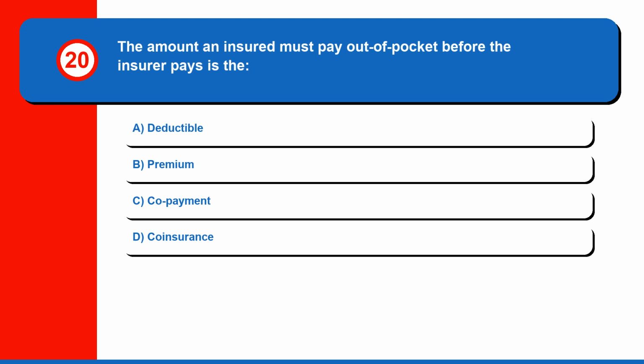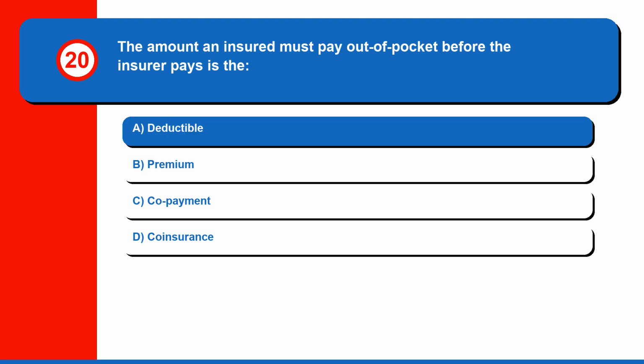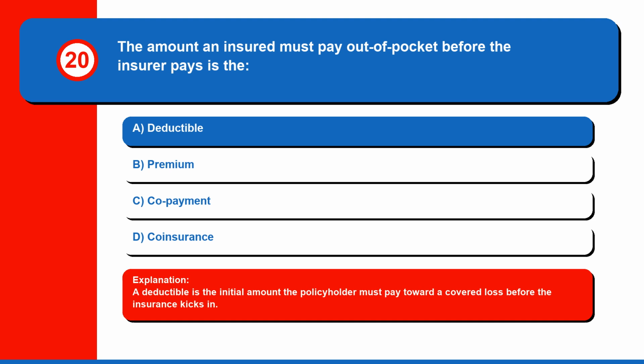Question 20. The amount an insured must pay out of pocket before the insurer pays is the A. Deductible, B. Premium, C. Copayment, or D. Coinsurance. The correct answer is A. Deductible. A deductible is the initial amount the policyholder must pay toward a covered loss before the insurance kicks in.